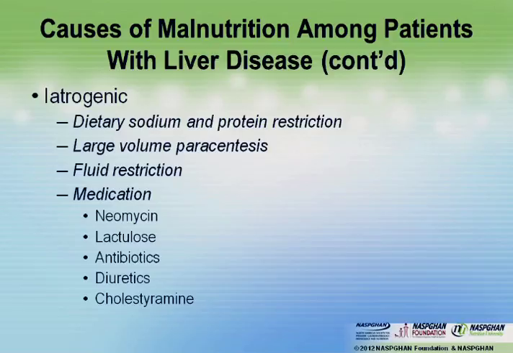Well, dietary sodium and protein restriction, I mentioned. Large volume paracenteses. You're losing a lot of protein when you do a large volume paracentesis. Fluid restriction will result in malnutrition, and oftentimes if you over fluid restrict, you'll predispose to hyperaldosteronism, and when you're salt and fluid restricted and are hyperaldosteronemic, you will grow poorly.